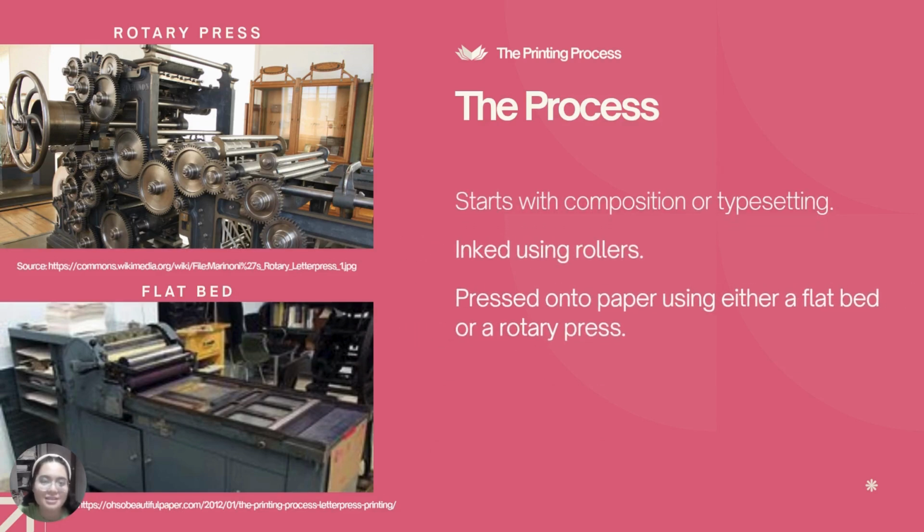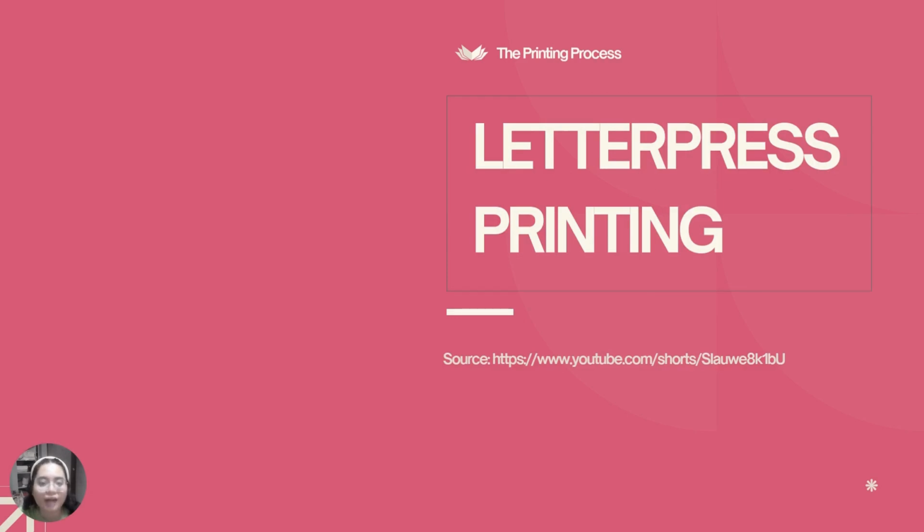So, the process consists of several stages. It starts with a composition or typesetting. This is where individual letters are arranged to form words on pages. So once the layout is complete, it is inked using rollers and then pressed onto paper using either a flatbed or a rotary press. So this method is labor intensive, especially when corrections are needed. But it really produces a distinct tactile quality that many designers and artists still love today. So I would be showing you this.